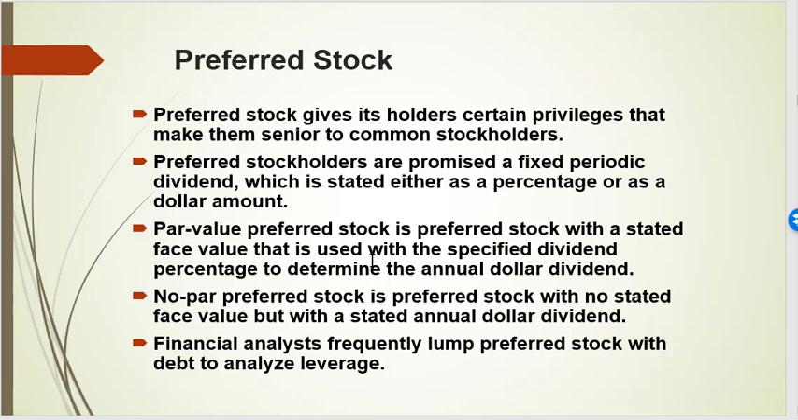The par value of preferred stock is usually a specified dividend percentage. Sometimes it will be stated as a dollar amount, but regardless of that, it is always the same. Now, there are some no par preferred stocks. They don't have a face value, but these are the ones that almost always have to have a stated annual dollar dividend. The financial analysis of preferred stock in the real world is actually likened to debt.